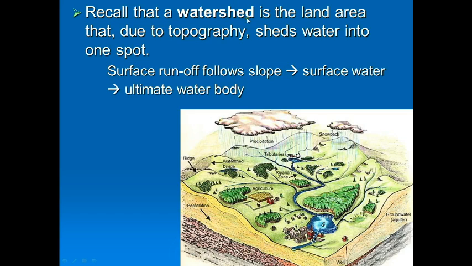A watershed is the land area that, due to topography, sheds water into one spot. So surface water follows a slope and then eventually lands in the ultimate body of water. In Shepherdstown, we live in a couple of watersheds. We are in the watershed for the Town Run stream, which runs through town. That flows into the Potomac River. That eventually is a watershed that flows into the Chesapeake Bay by Baltimore.